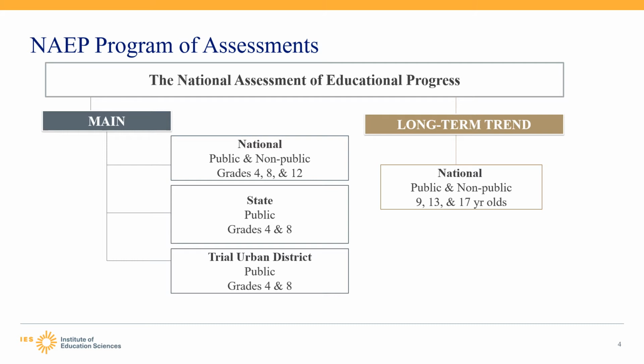The long-term trend assessment assesses students in mathematics and reading for public and non-public school students at ages 9, 13, and 17. This webinar will focus only on the main NAEP assessment.